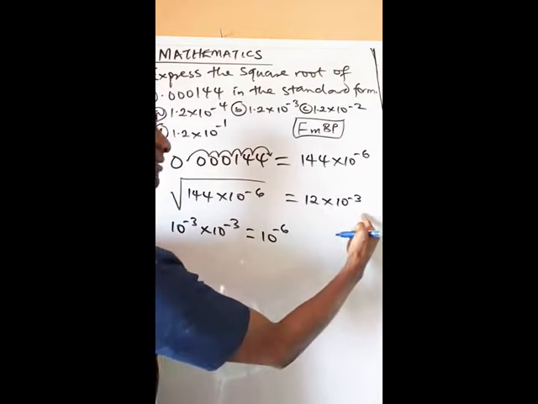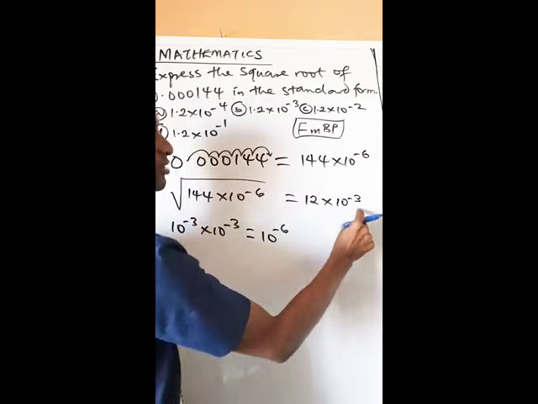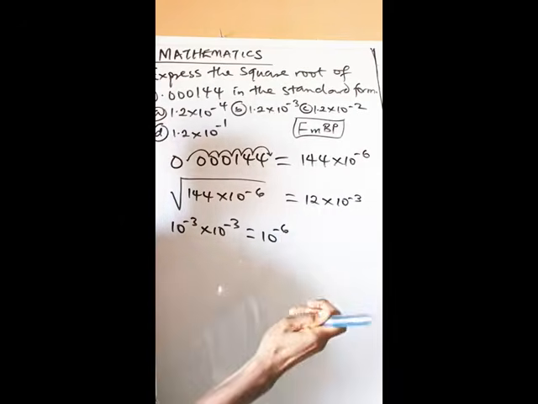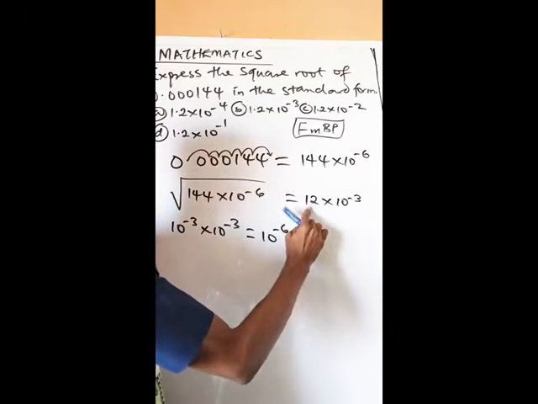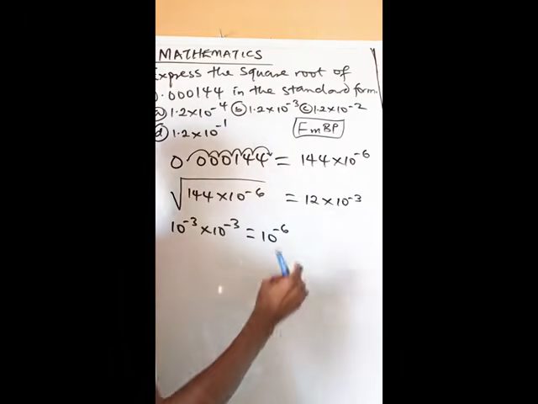So now, do I have this in the options? No. The reason is because this is not absolutely in standard form, because in standard form this number should be between 1 and 9.9, not up to 10, but 12 is more than 10.